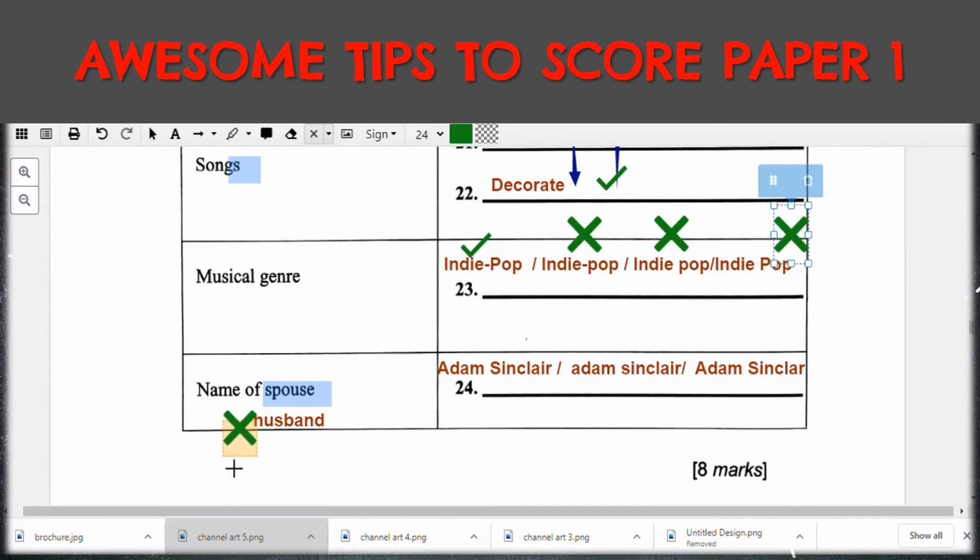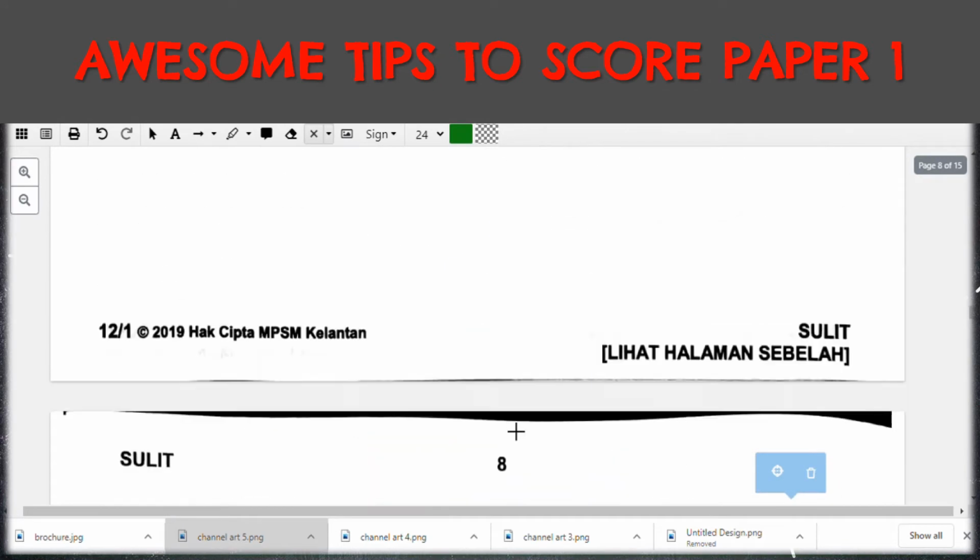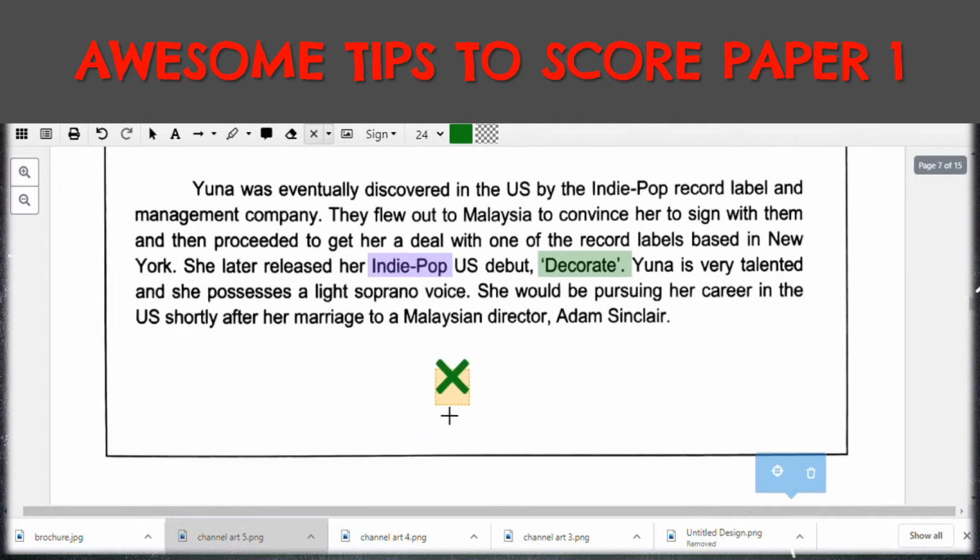Now, next question, 24. Name of spouse. Spouse means husband. For this case, it is her husband. So, you look out for the husband's name. Take note of the spelling and the capital letters. Now, look here. She would be pursuing a career in the US shortly after her marriage to a Malaysian director, Adam Sinclair. Take note of the spelling.